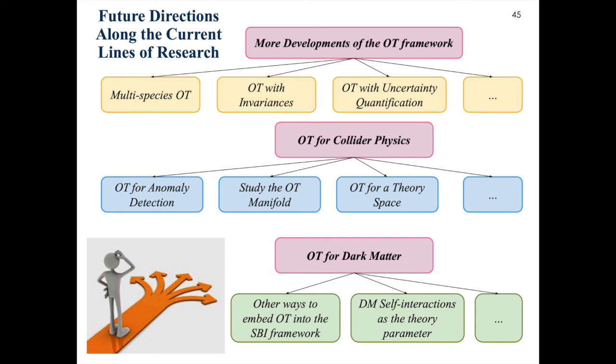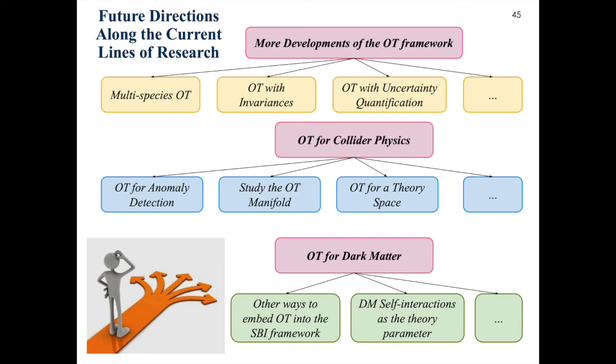We may also want to incorporate certain symmetries into the OT framework. For example, instead of pre-processing the jets to center and align them, it would be nice if the OT framework can automatically take care of this, so that we can get rid of this ad hoc pre-processing step. Another thing at the back of my mind is how to incorporate uncertainty quantification into this OT framework.